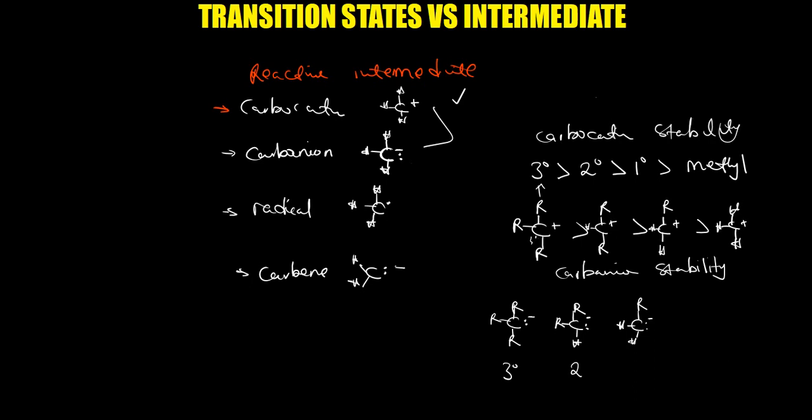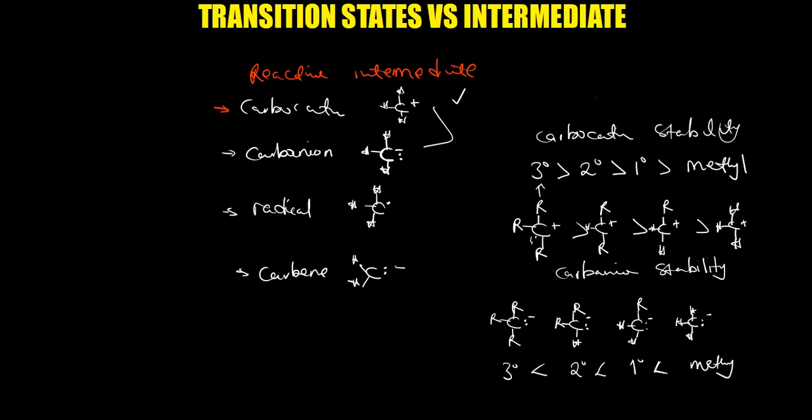Then the last one we can have is a methyl carbanion. A methyl carbanion will look like this. It has some free electrons, and a negative charge because it has acquired those electrons. So the stability now goes like this. The tertiary is less stable than secondary and also primary. So a methyl is more stable.